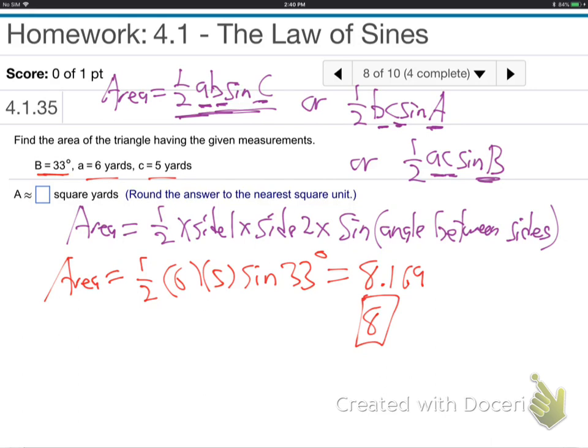Did you get that? Eight square units. On that, is that making sense? Using your triangle there, your calculator. Questions on that one? Good? All right, I'm going to move on.